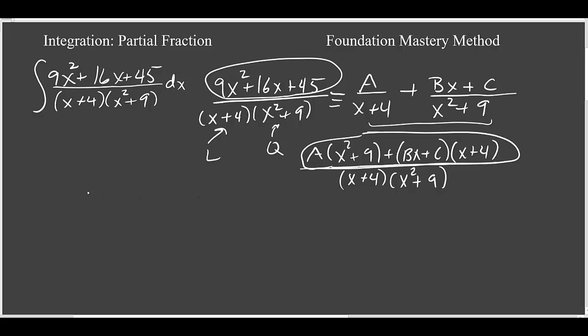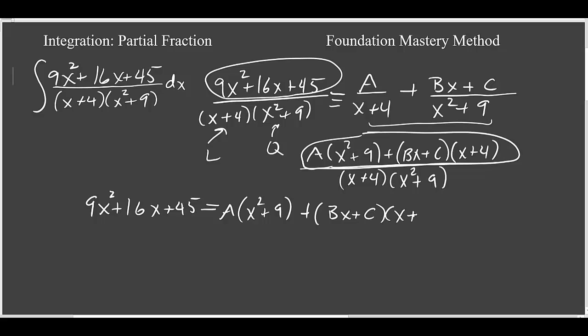So that means then that 9x squared plus 16x plus 45 equals a times x squared plus 9 plus bx plus c times x plus 4. And now the job is to find a, b, and c. So first, let's choose x equal to -4, because that will knock out b and c on the right-hand side of the equation.